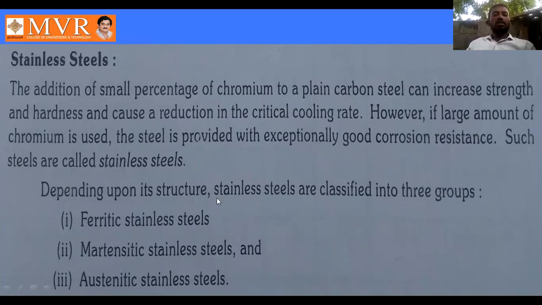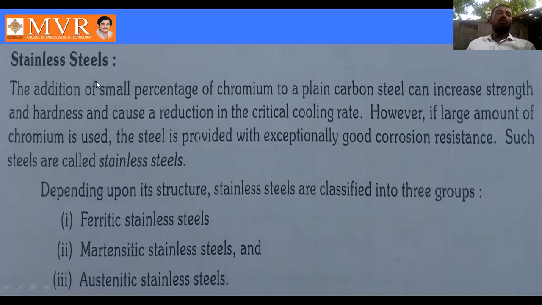Depending on its structure, stainless steels are generally classified into three groups. The first is ferritic stainless steel, the second is martensitic stainless steel, and the third is austenitic stainless steel. These are the classifications of stainless steels.